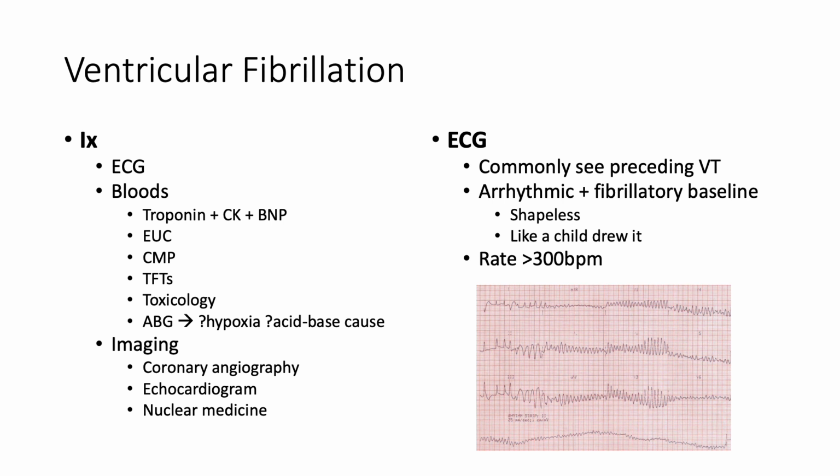But these are all the investigations, and something important to take away is that sometimes we do investigations in waves. So we'll wait for the FBA to come back, and then we'll do our toxicology if it doesn't show anything. We'll do our chest x-ray before we do a coronary angiogram. In this one you can see a bit of VT, and then it's just really close together fibrillatory waves, shapeless, pretty much like a child drew on it. And this will be very fast.